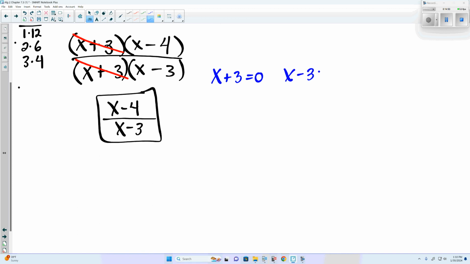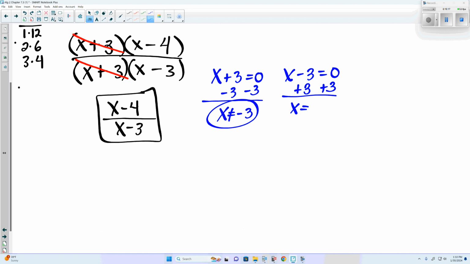Now, let's go on and list the restrictions. X plus 3 is equal to 0. If it does ask for it, yes. If it doesn't, you don't have to do it. So one of the restrictions for this here would be negative 3, because our x plus 3, negative 3 plus 3 would be 0. X minus 3, we would add 3 to both sides, telling us x cannot be 3. So x cannot be negative 3 or 3. Yeah. Because we could also say plus or minus 3, because we're talking about positive or negative of the same number.